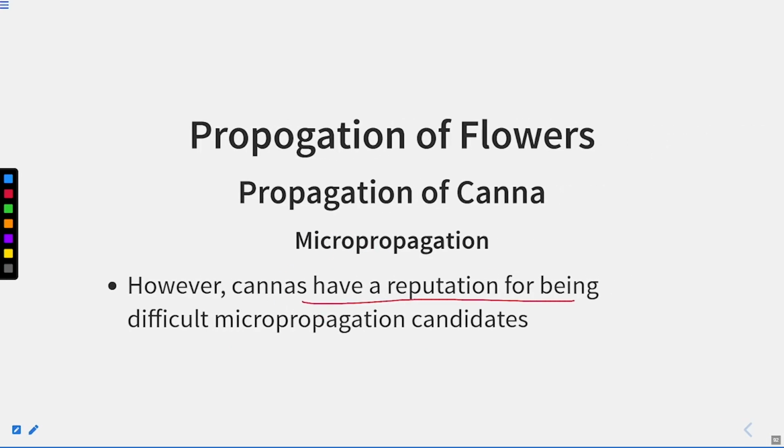However, cannas have a reputation for being difficult under micropropagation conditions. So this is all about this session. We have completed gladiolus and canna. Okay, thank you so much.